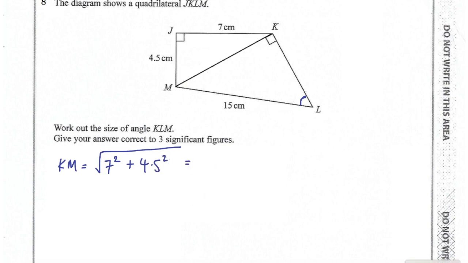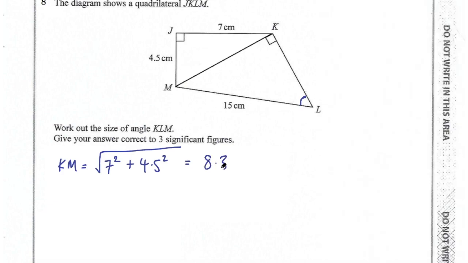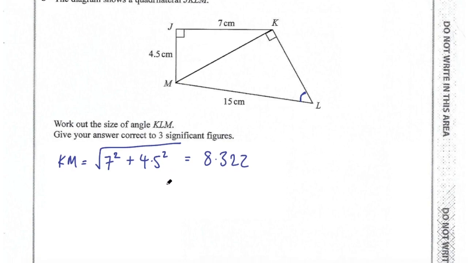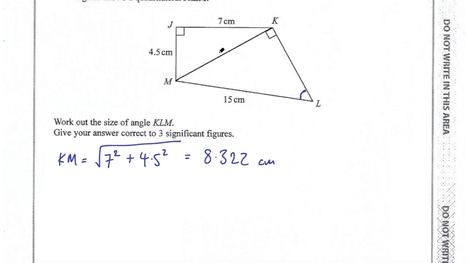And this is a calculator question, so let's whack that straight into a calculator. And we can say that the square root of 7 squared plus 4.5 squared equals, and you might get an answer like that, just press the SD button to get a decimal. That's going to be 8.322 approximately, rounded off, centimeters.